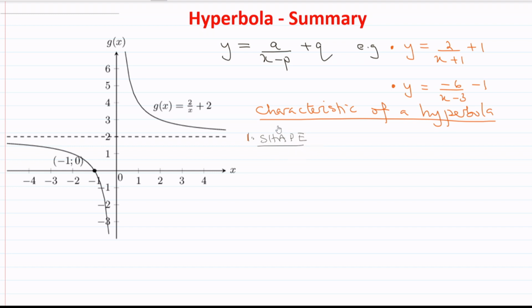So one thing that we notice about a hyperbola is the shape. Now, how do we describe a shape? The shape is determined by the value a. So we can say a determines the shape of the hyperbola.